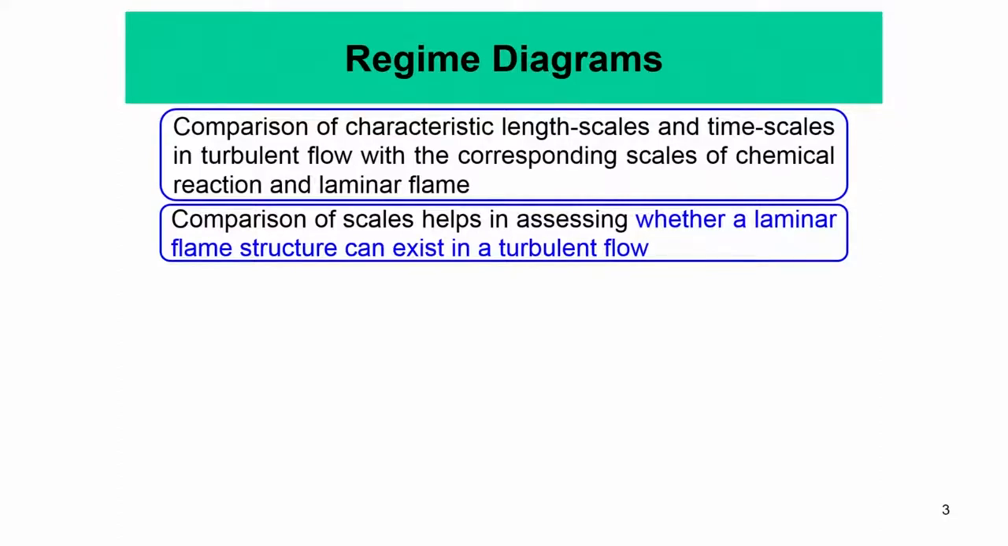So is a turbulent flame just a bended form of a laminar flame? Under what conditions can that kind of a structure exist? Of course, you can expect that if the turbulence is extremely strong, then the inner structure of this laminar flame will be destroyed. So in that case it may not exist like this. So we need to find out under what regimes this laminar structure of the flame can be preserved, and under what regimes it will not be preserved, and it will be something entirely new.